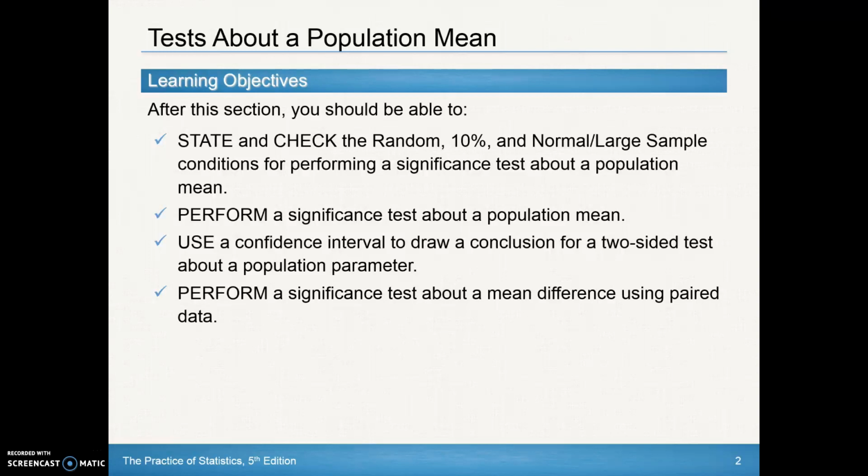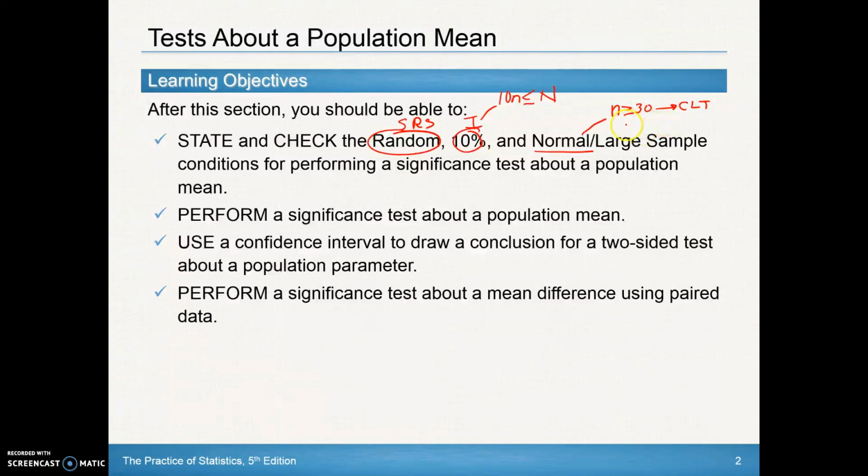So in this section, we should be able to state and check for randomness. That is, again, our SRS. The 10% condition, which is for independence, which is 10 times our sample size has to be less than or equal to our population. And then we're going to check for normality. Now with means, we're hoping that our sample size is at least 30, because then we could use the CLT.